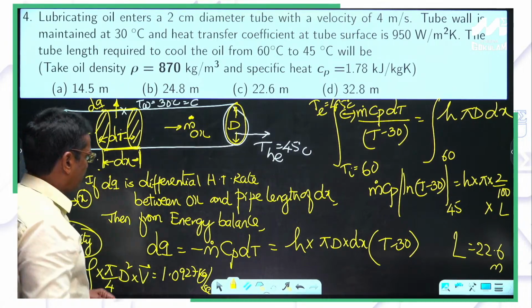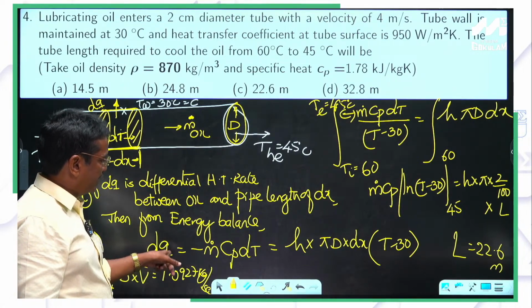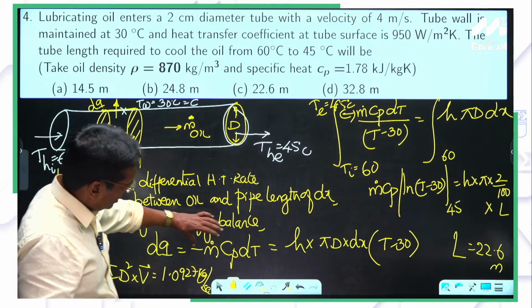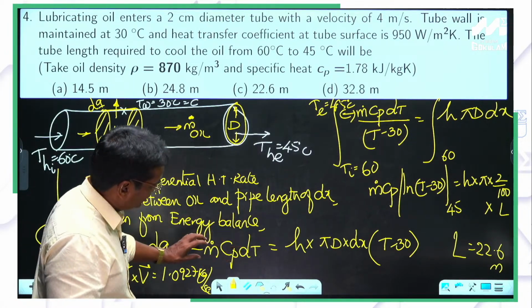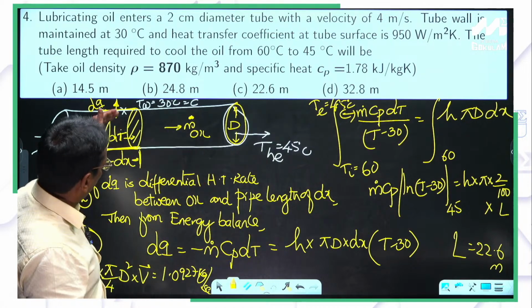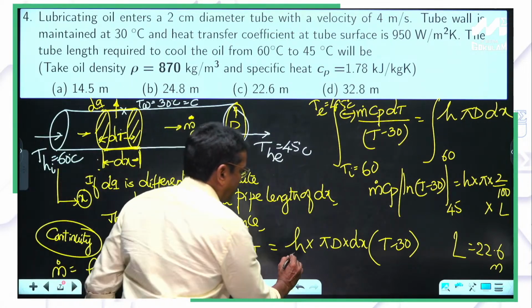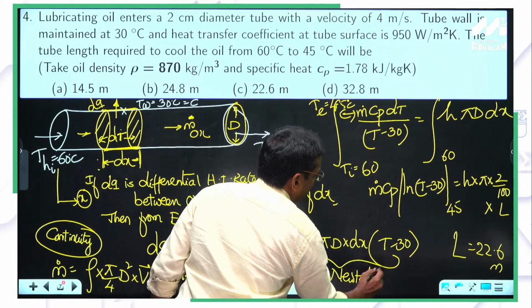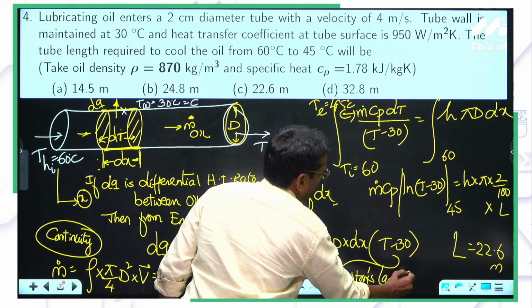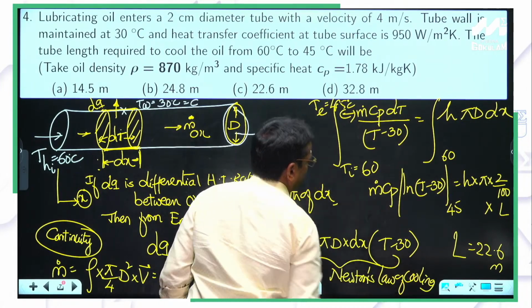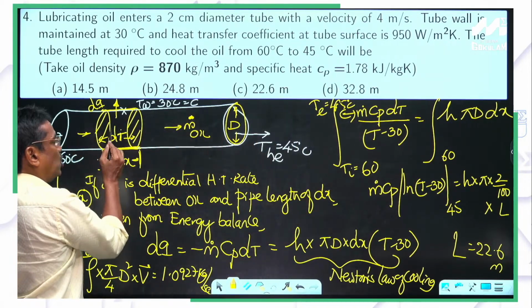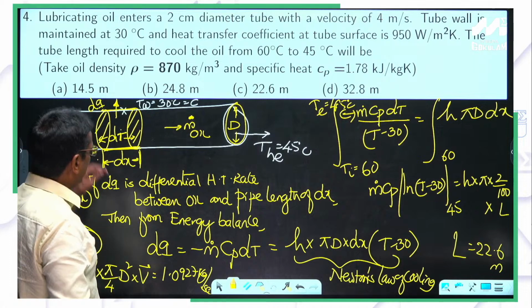That is, the differential heat transfer rate is given by minus m dot Cp dT. That is the differential enthalpy change of the oil because of the differential heat transfer rate. This is given by Newton's law of cooling, the basic equation behind any convection: h A delta T. What is the T? T is the temperature of the oil.